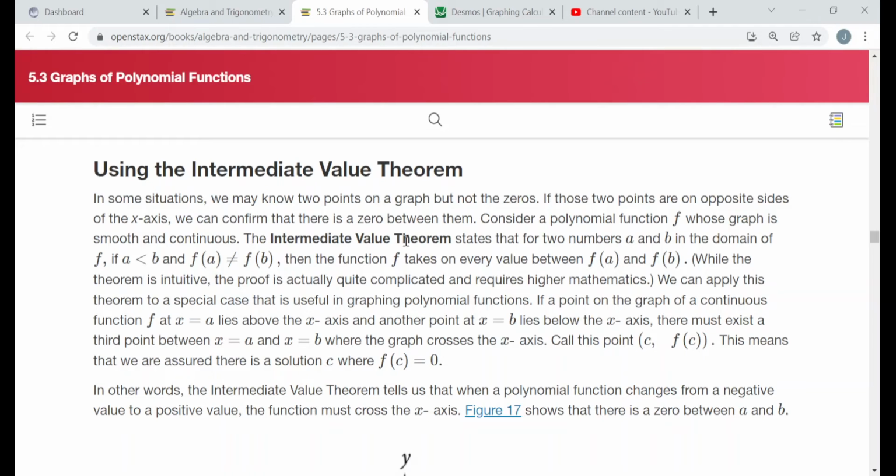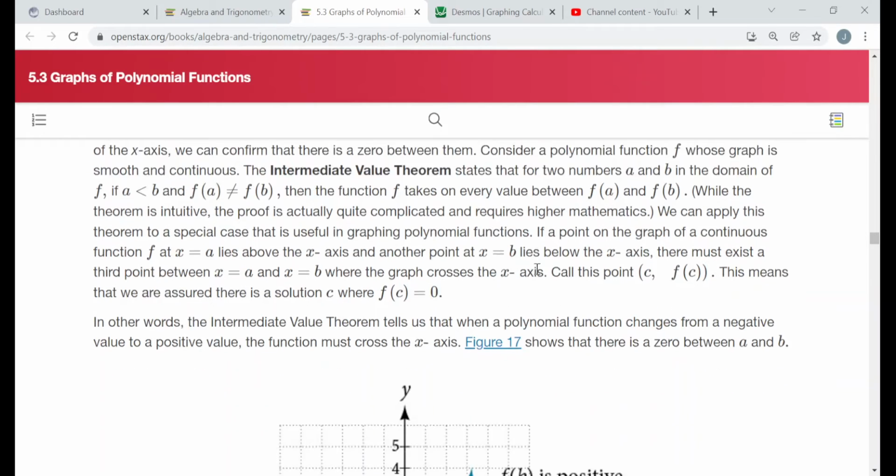The intermediate value theorem states that for two numbers a and b in the domain of a function f, if a is less than b and f of a is not equal to f of b, then the function f takes on every value between f of a and f of b. Alright, that sounds a little much, right? That's a lot. All we're going to use to apply this is the following concept.